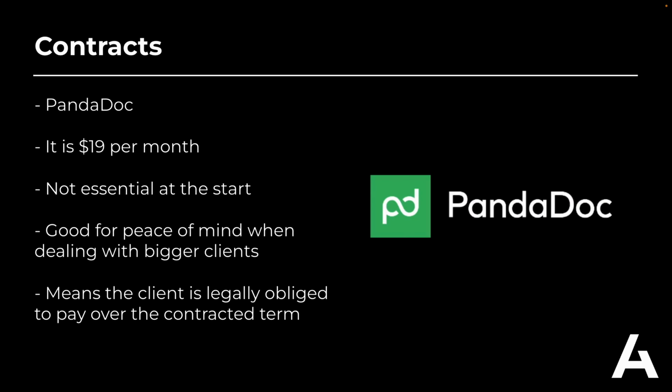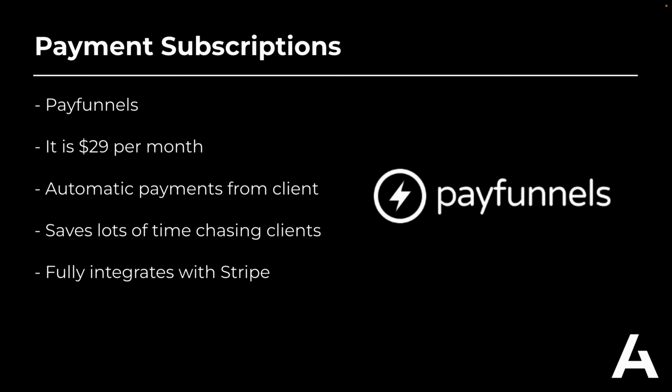Contracts, I use PandaDoc. It is $19 per month. Not massively essential at the start. Like, you could just use a Google Doc or you could send them over something free, but this looks really professional, good for peace of mind, especially when dealing with bigger clients. Means the client is legally obliged to pay over the contracted term. So not a must have, but really, really good to have. Super simple and a good software to have for your contracts.